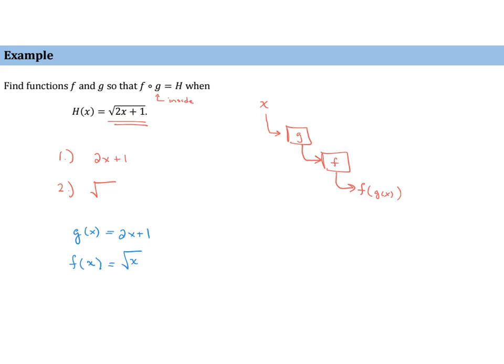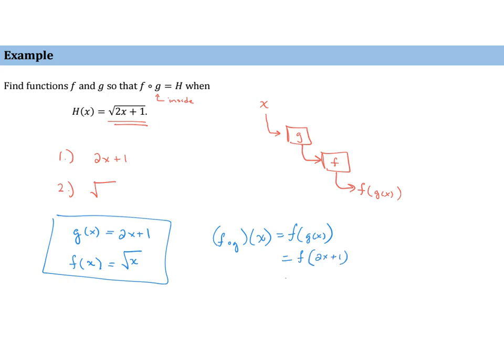So now let's just double check that. So this is our answer. If we find f of g of x, we would find f of 2x plus 1. And what does f say to do to the input? Whatever the input is, we take the square root of that input. So we would get the square root of 2x plus 1.